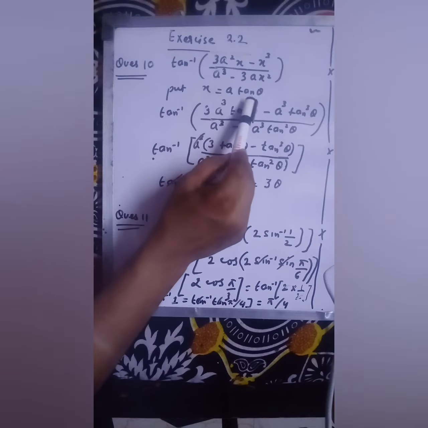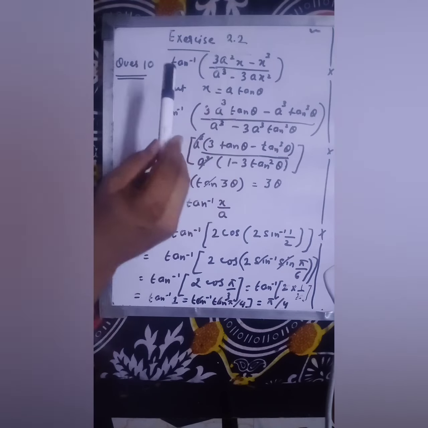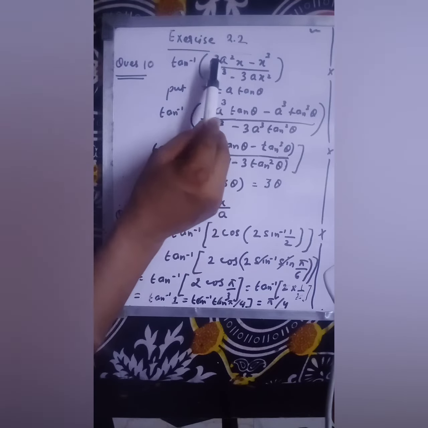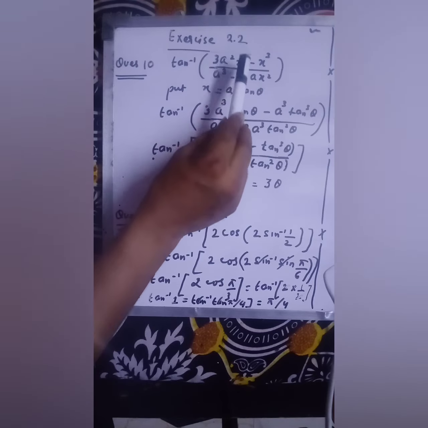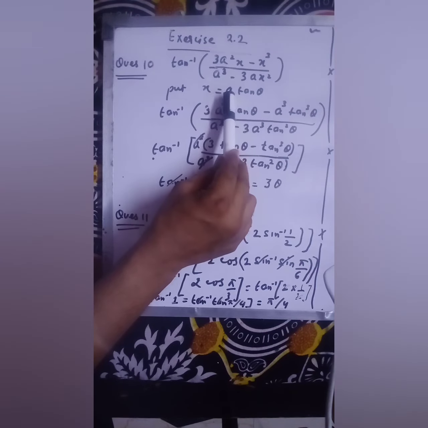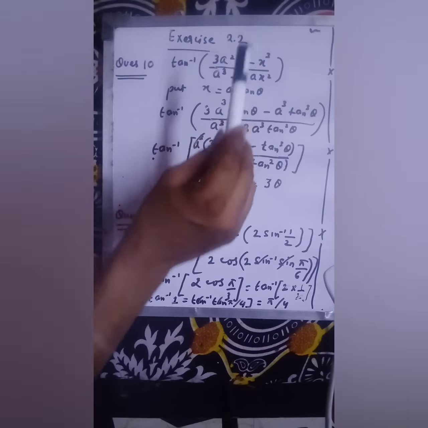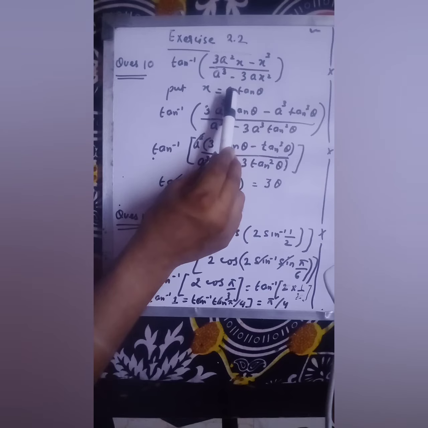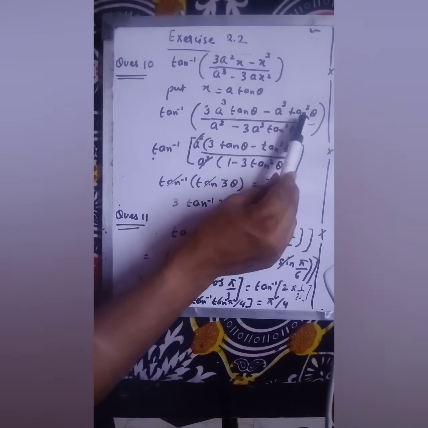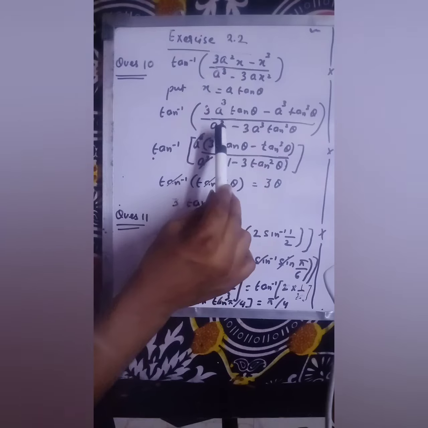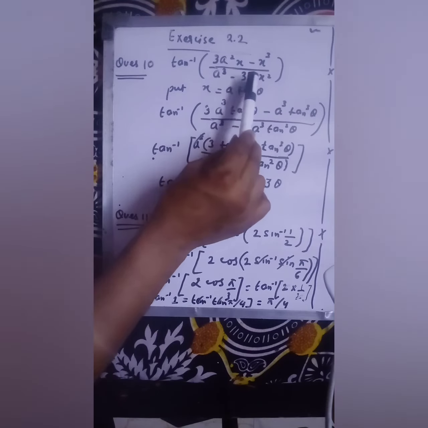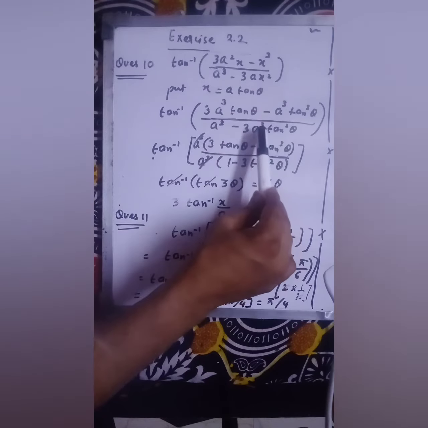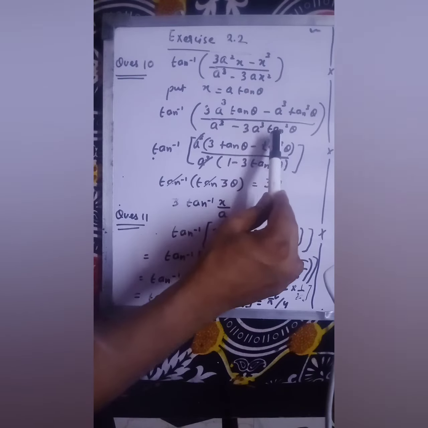If I put x equals a tan theta in the angle of tan inverse, what you will get is tan inverse of 3a squared, and in place of x when you put a tan theta, you will get a cube tan theta minus, in place of x you put a tan theta, so it would be a cube plus tan cube theta, and similarly a cube will remain the same, minus 3a. You have to put this value of x in the denominator also, so you will get 3a cube tan square theta.